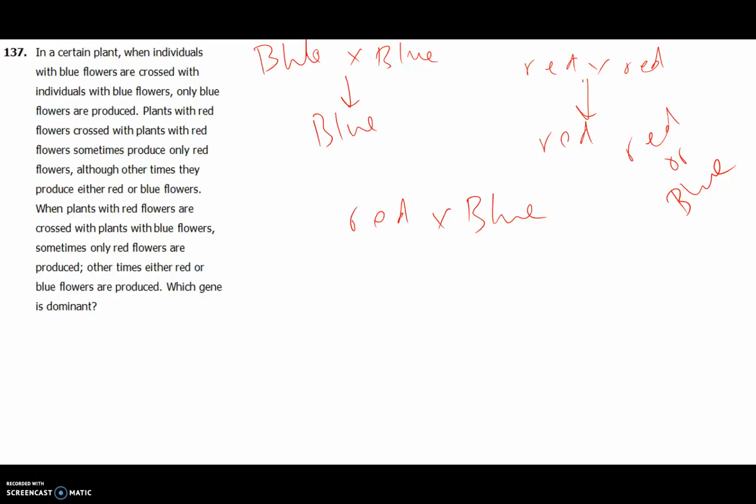Now, which gene is dominant? Just looking at this information, I would say this right here is a big clue for us, because if you cross a red with a red, you could get red, but you could also get blue.